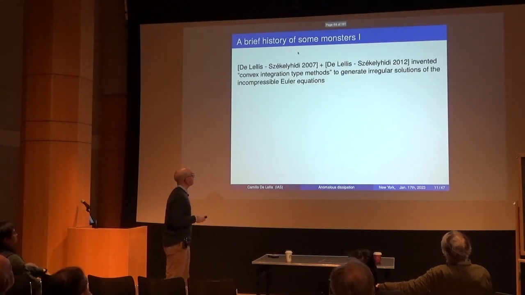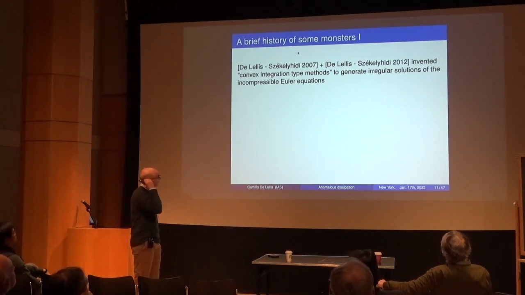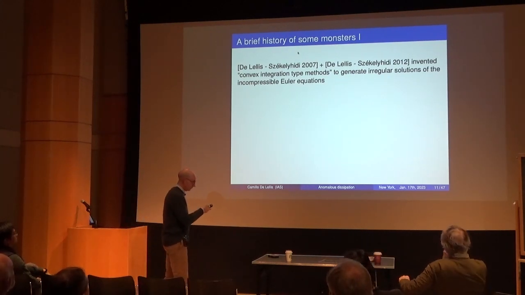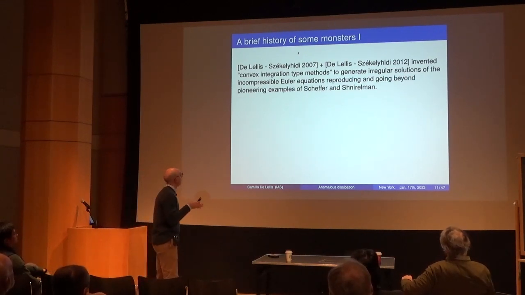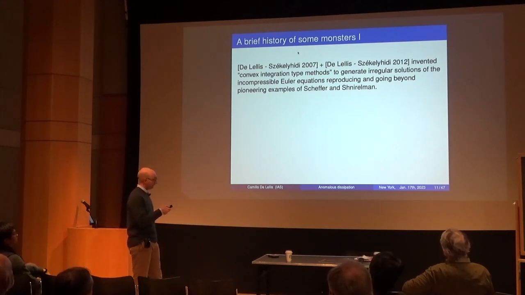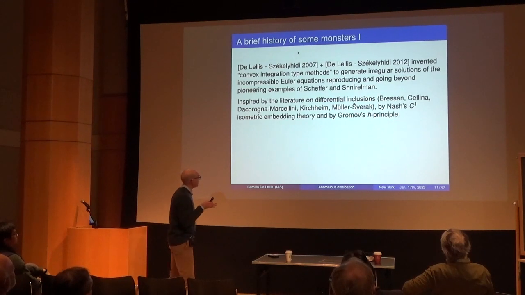Okay, so now how are they constructed? We, Laszlo Székelyhidi and myself, invented this type of convex integration methods to generate irregular solutions of the incompressible Euler equations. We were trying to reproduce and go beyond examples which existed already in the literature in the 90s by Scheffer and Shnirelman.